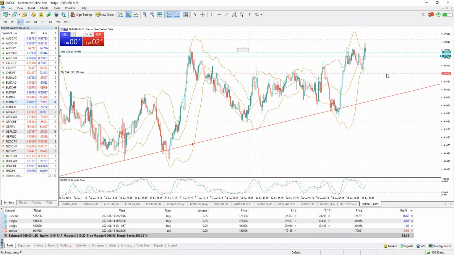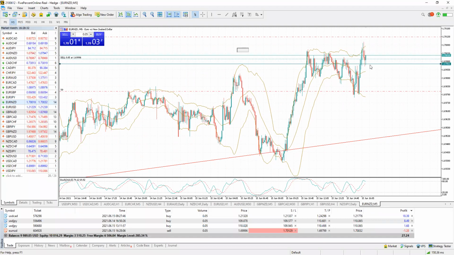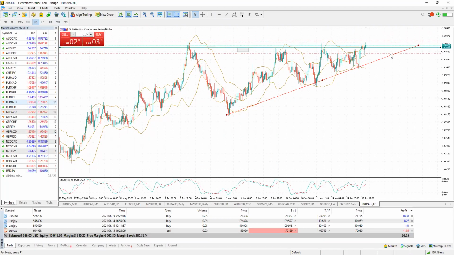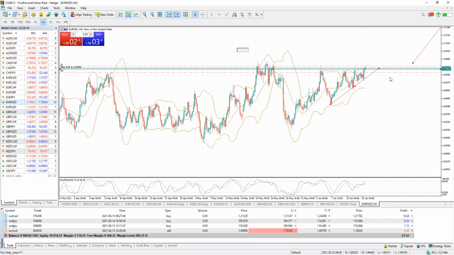And I will try to exit here. Let's see how the price is reacting. Okay, that's great because the price is reacting multiple times on this kind of resistance, even on supply.